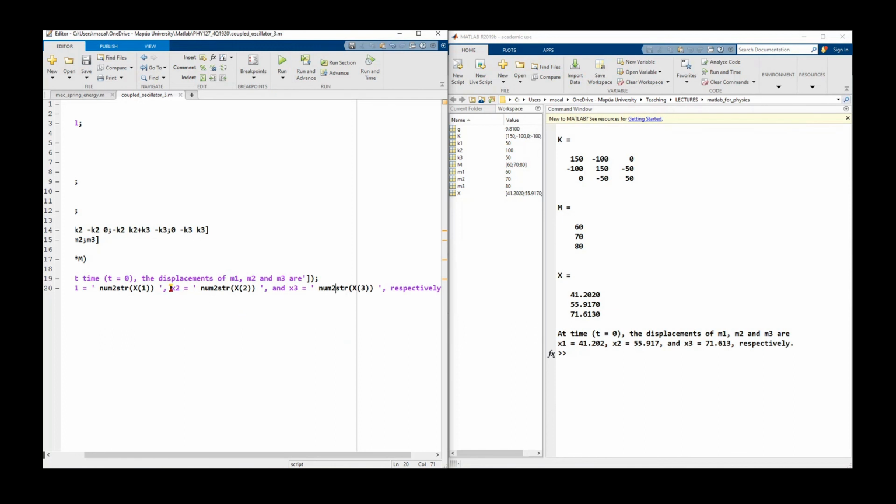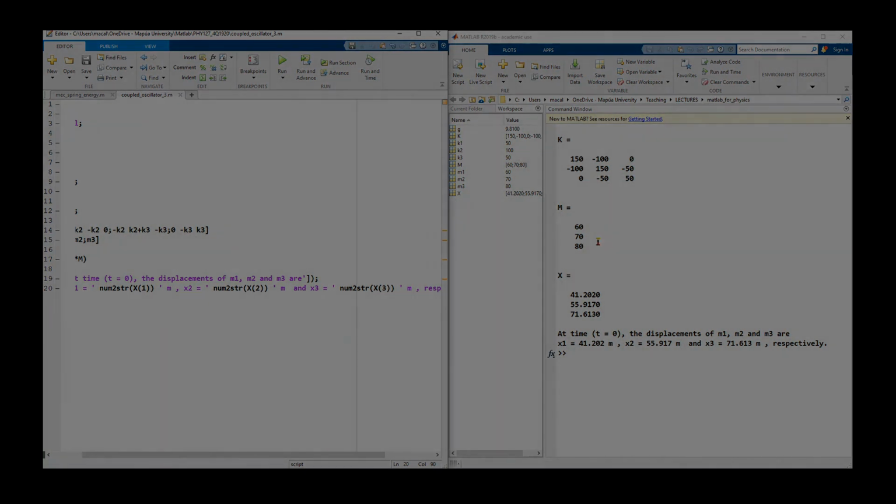Okay, so there should be a unit here. Meters, meters, and meters. Okay, so this is now the result of your solution.